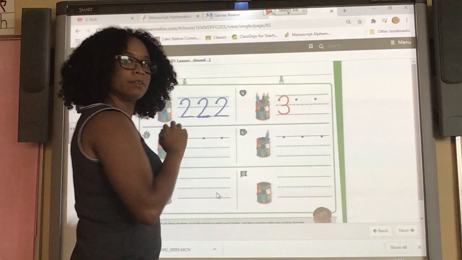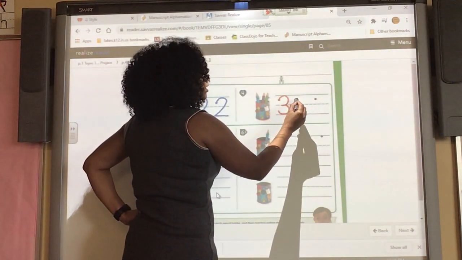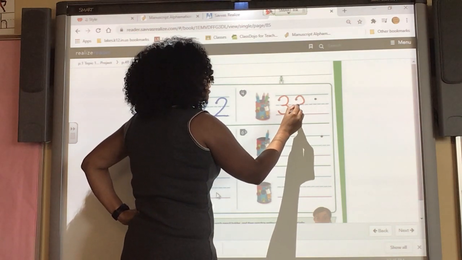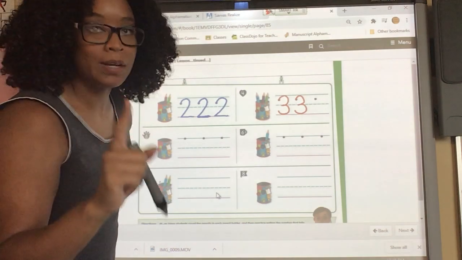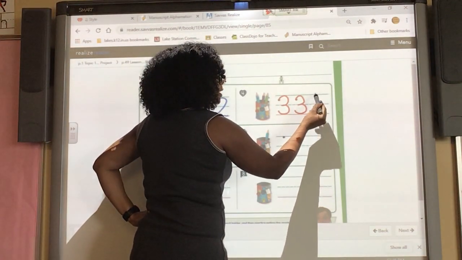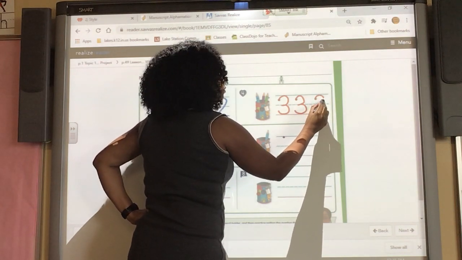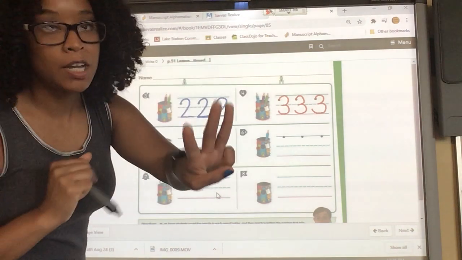You're doing good? Good. Let's write another one. A little bit below the top line, curve around to the middle and around to the bottom. And it looks like we have one more 3 to write for this one. Here's the top line. Go down just a little bit. Curve around to the middle and around to the bottom. 3 3s.